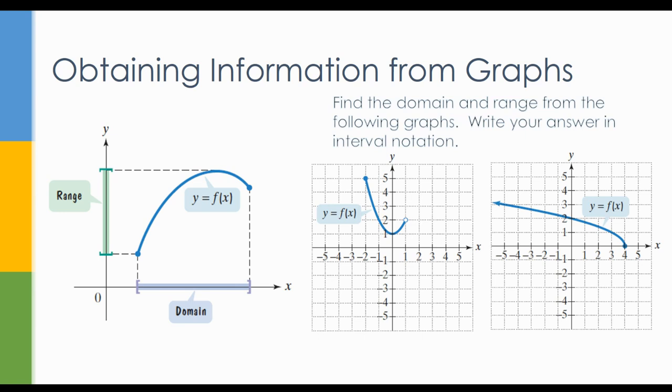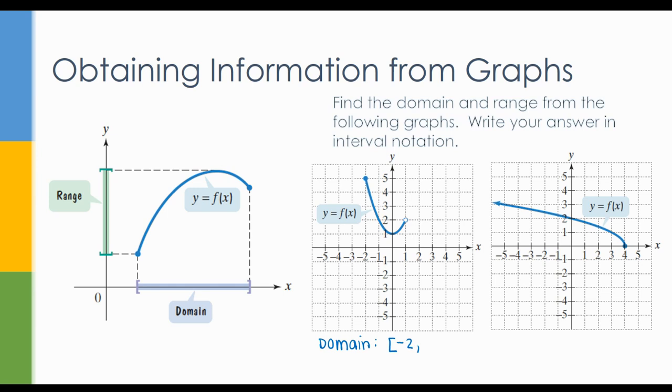That means that that point is included. And if we're talking about the domain, remember, domain deals with our x value. So I want to look to see what is the x value at that closed dot. So if I look down, that happens to be at -2. And since it's a closed dot, that means it's included. And remember, including means we want that bracket.